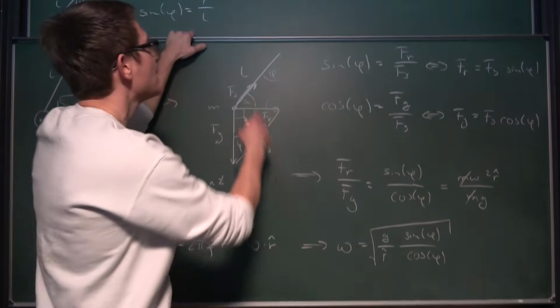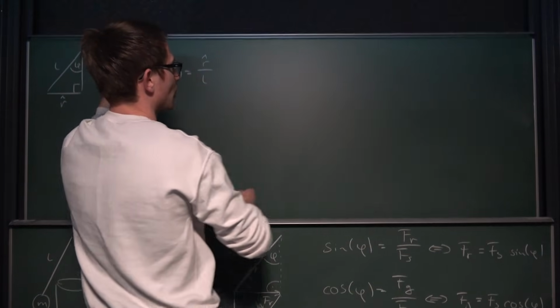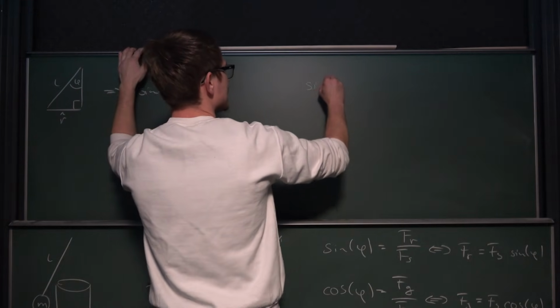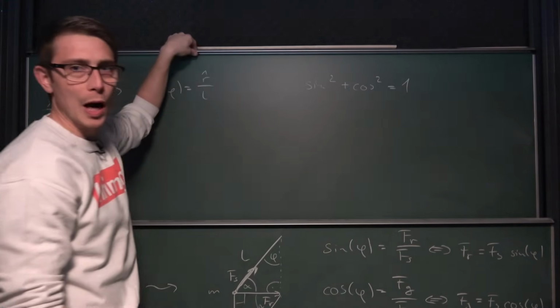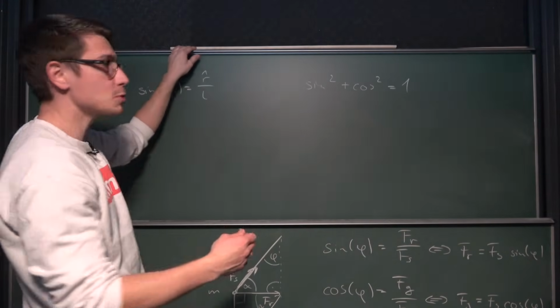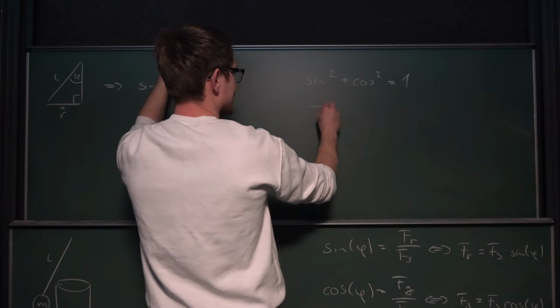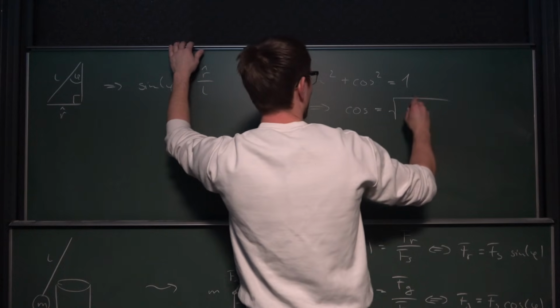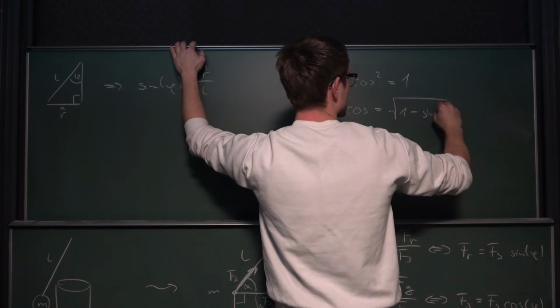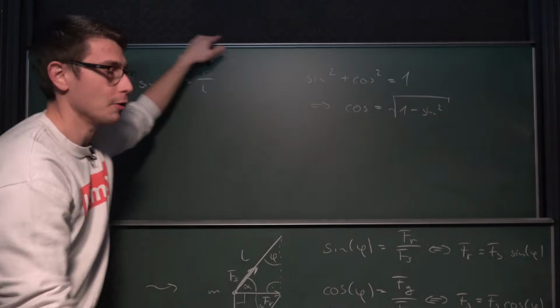But it's actually not, because we have the fundamental theorem of trigonometry, which says that the sine squared plus the cosine squared is nothing other than 1. And we can actually solve this for the cosine by subtracting sine squared and taking the square root, giving us that the cosine is equal to the square root of 1 minus sine squared. All of this with respect to phi, obviously.